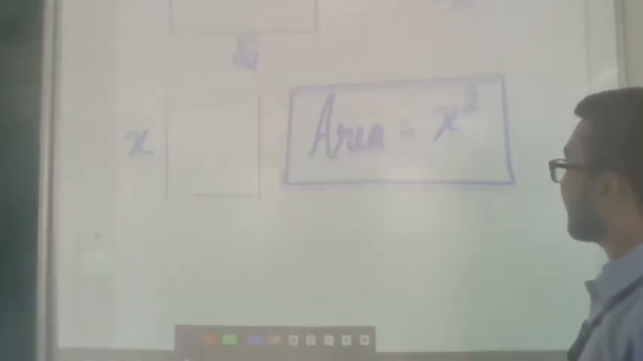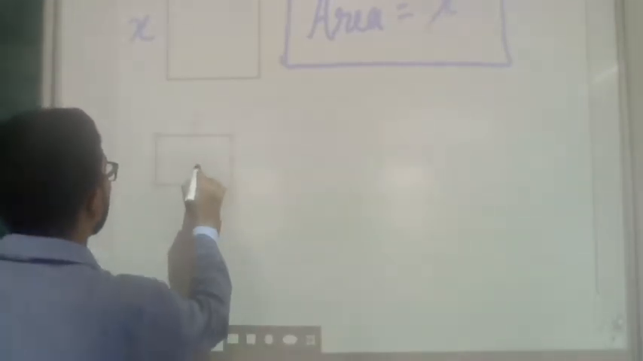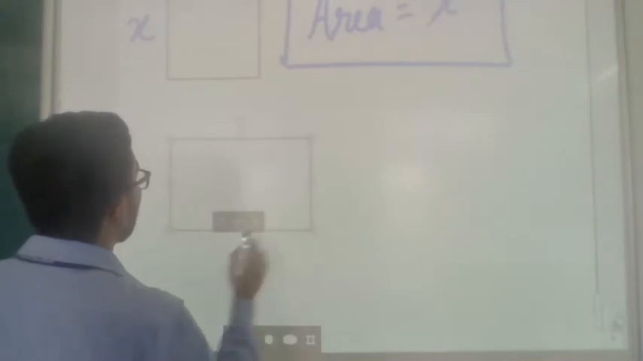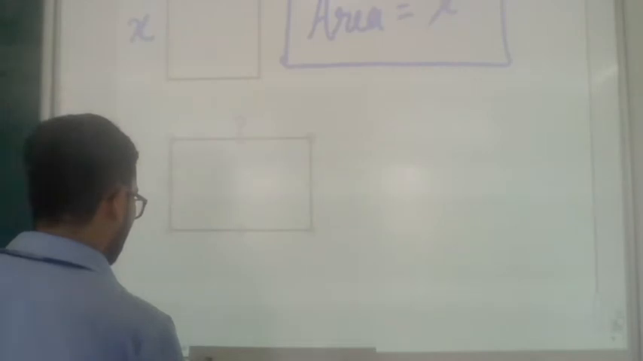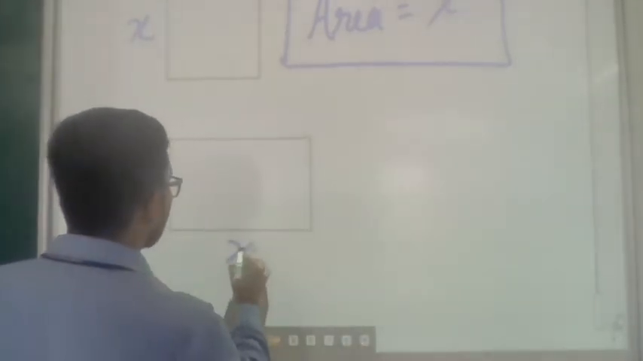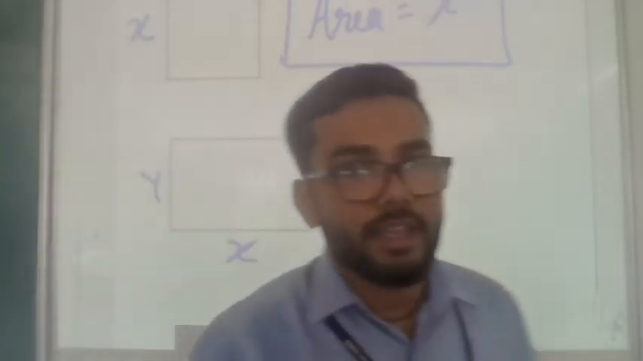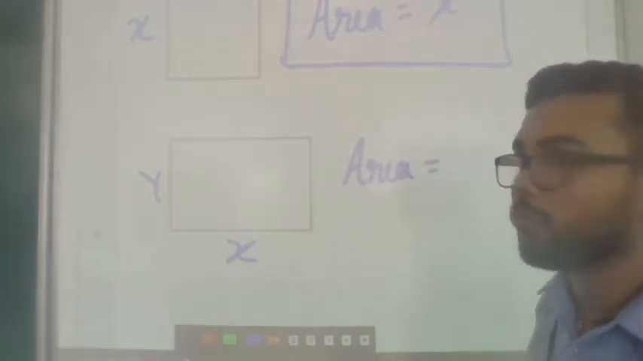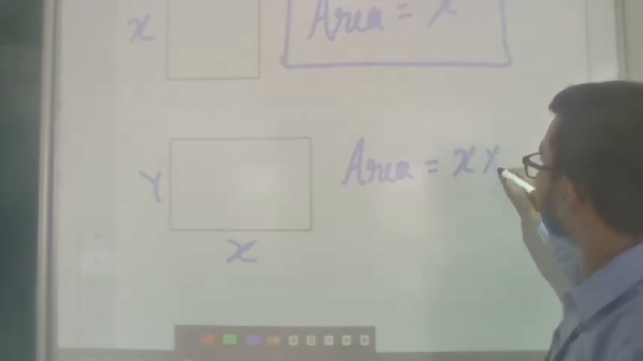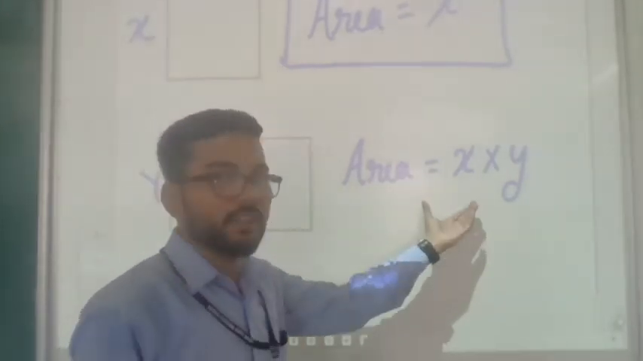Similarly, we can write for a rectangle also. Suppose it is given that the length of a rectangle is x centimeter and the breadth is y centimeter, what will be its area? The area is equal to length into breadth. So x into y is the area of the rectangle for any value of x and y.